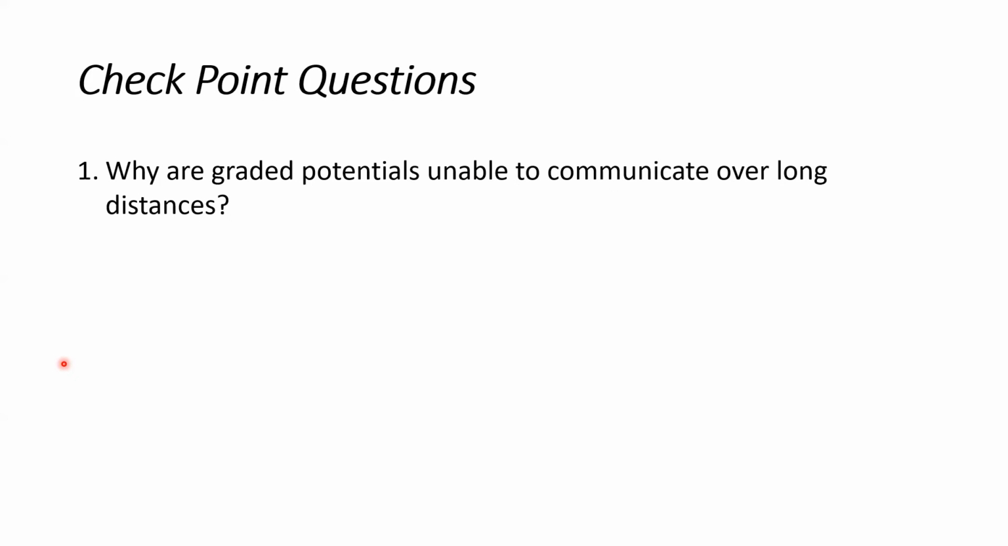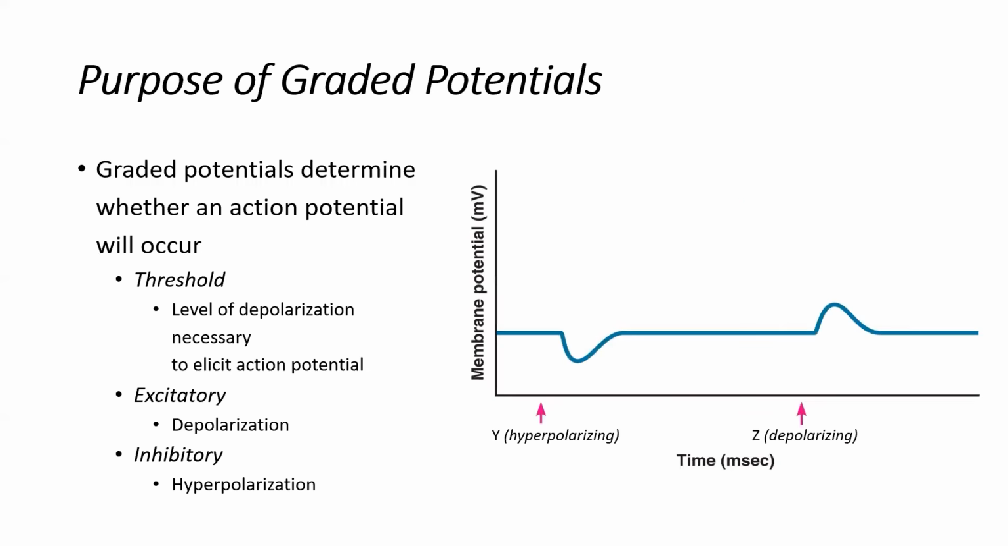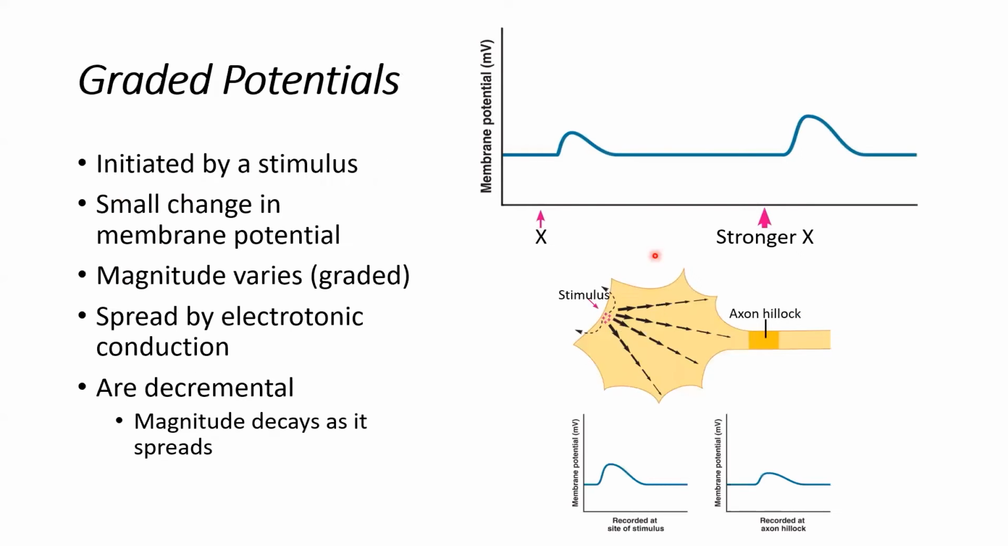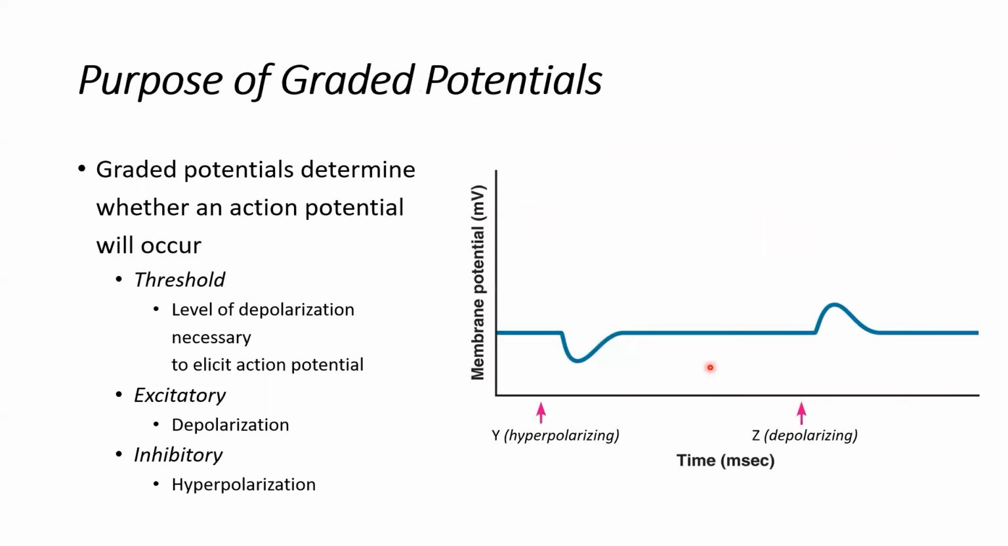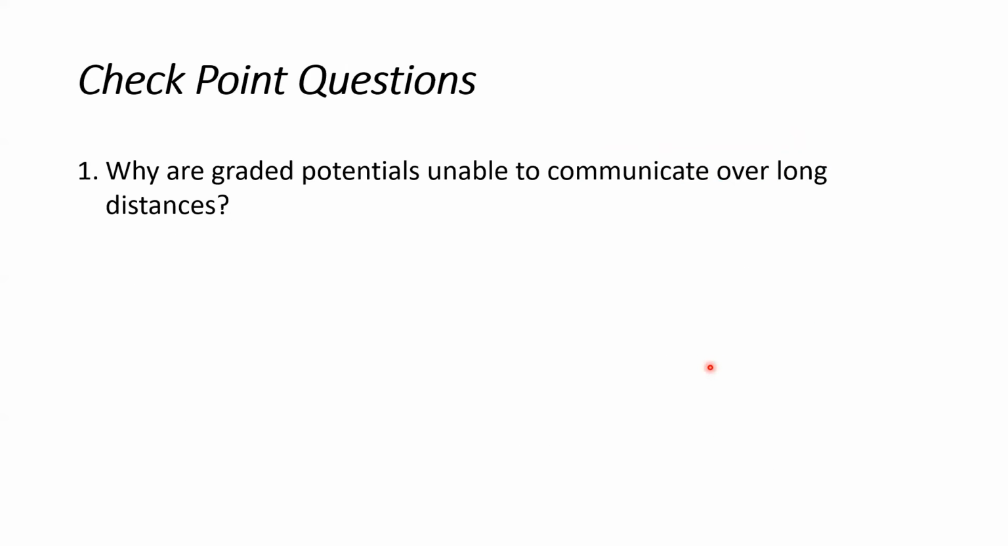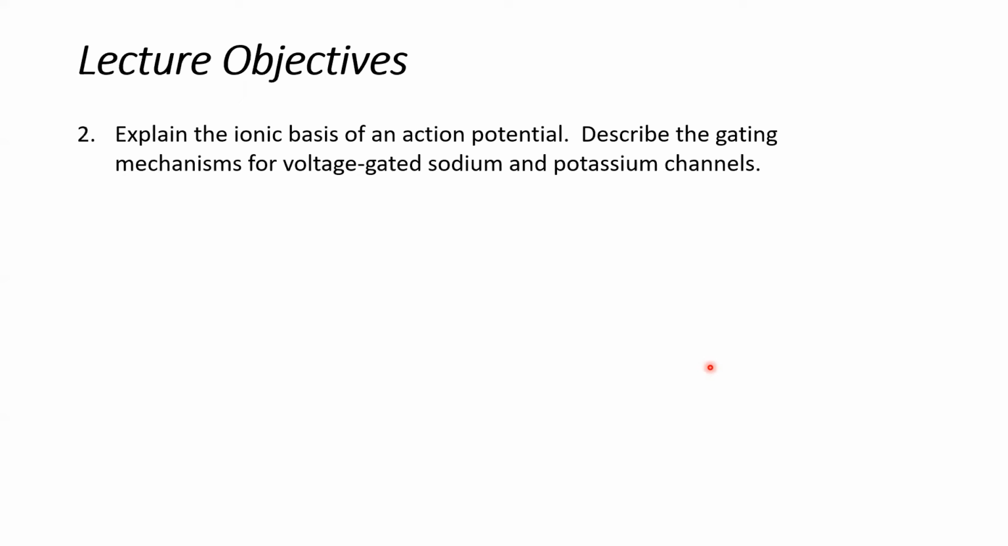Action potentials don't. As an action potential goes ripping down the length of the axon, its magnitude is going to be sustained. Graded potential, not so much. The further away from the stimuli it moves, the less and less the magnitude is until it dissipates. So it's not able to travel across longer distances. All right, perfect. Let's move on to lecture objective 2.